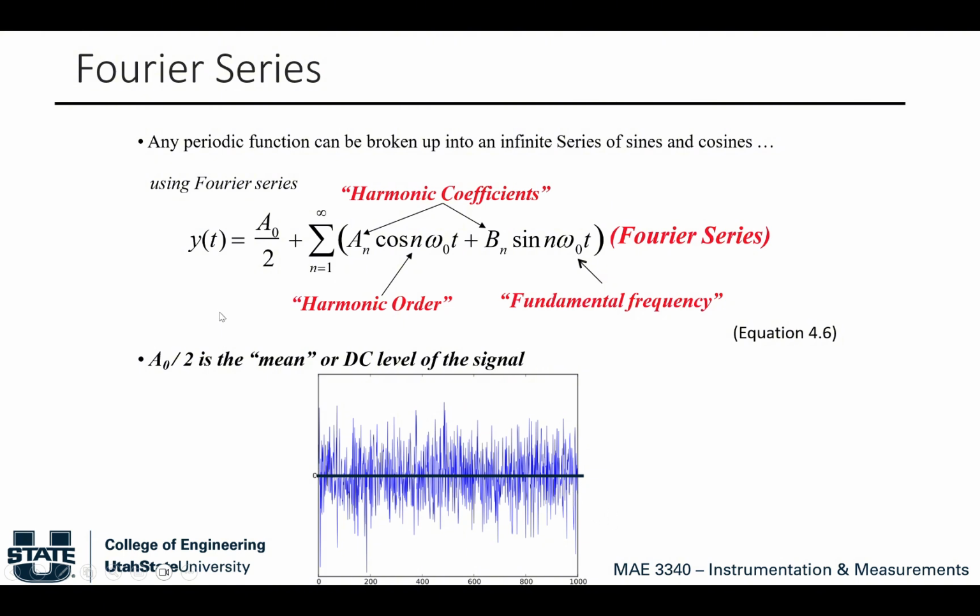And so as we dissect this just a little bit, we notice that we've got this a naught over 2. That's really just the mean or the DC level of the signal. And so if you took the mean of all these points, that's going to be a specific value, and that is essentially the DC or the direct current level of that signal. So that's going to be the mean.